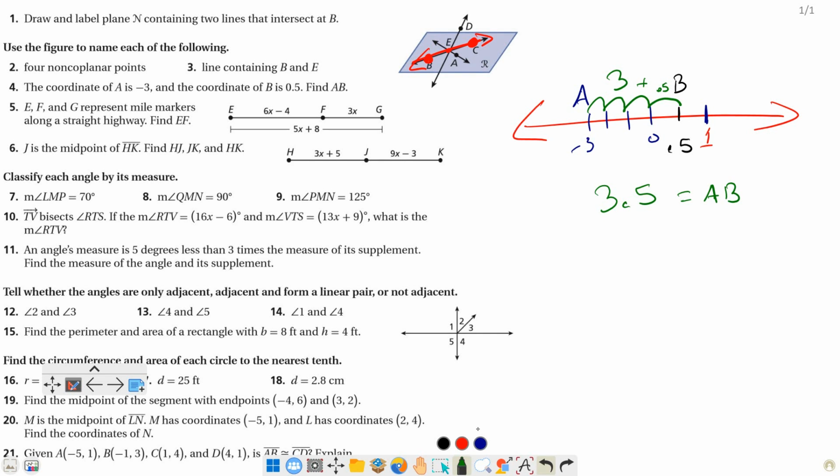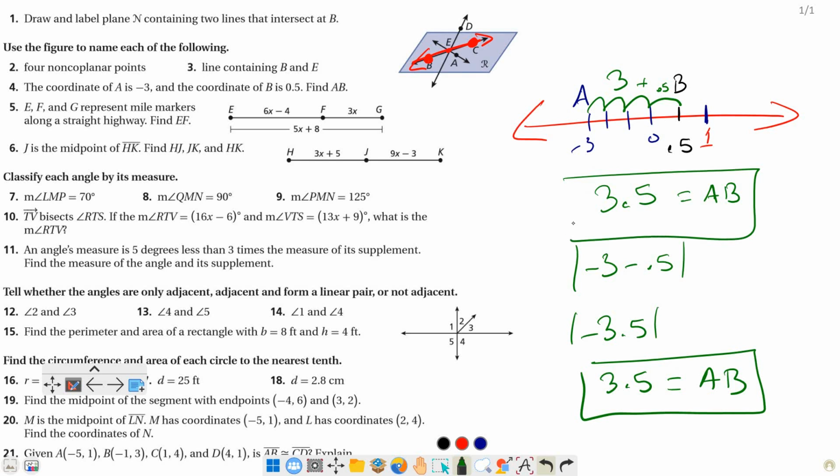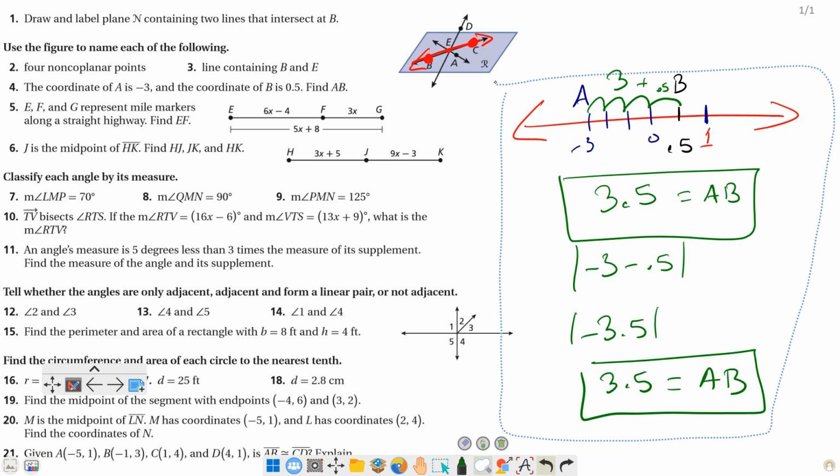Or we can use the absolute value method, which says that it's equal to the absolute value of the difference between the points. So A is -3, subtract 0.5, and then we take the absolute value. Well, they're both negative, so we add them together, -3.5, the absolute value. And the absolute value means to make positive, so 3.5 is equal to AB. You can see here that we ended up with the same answer using either method. So make sure that you use a method that you know you can do correctly. Either method on the test works just fine.